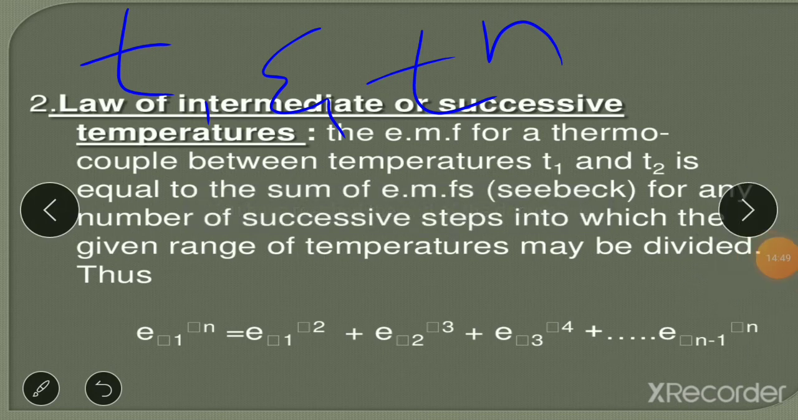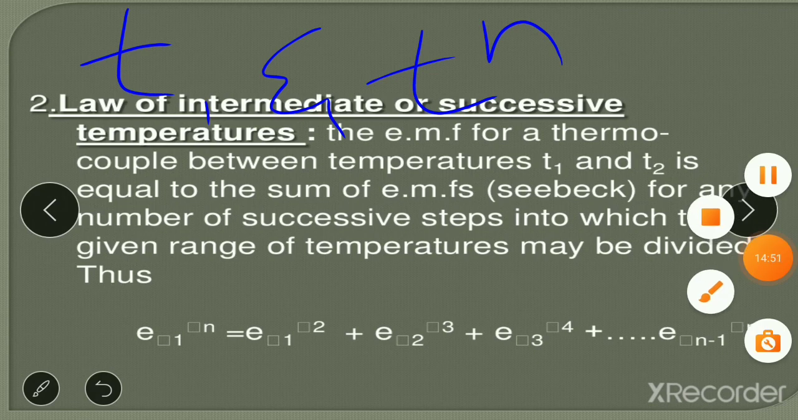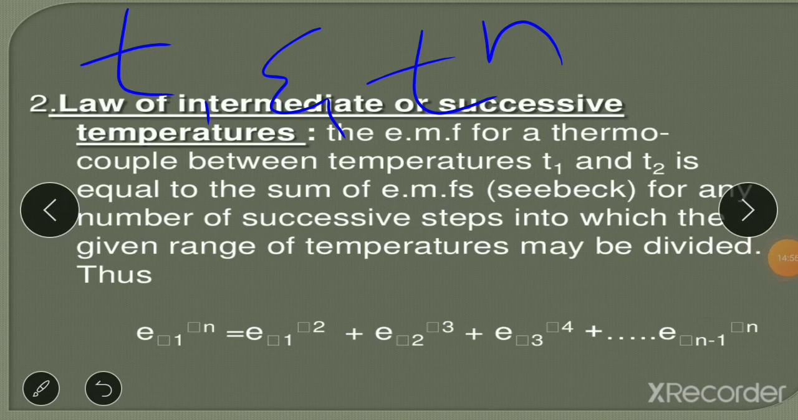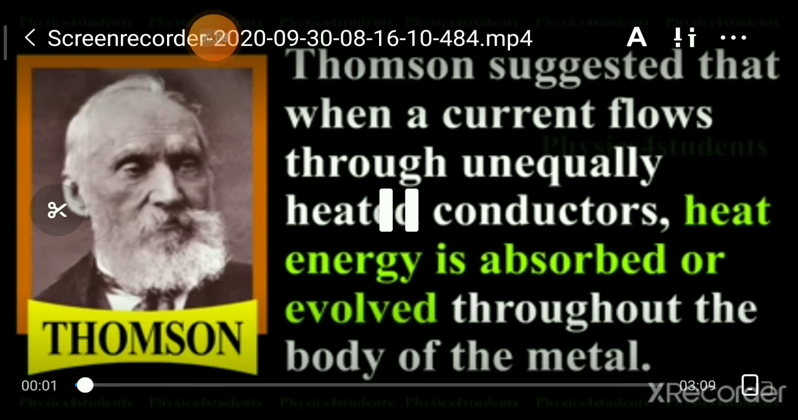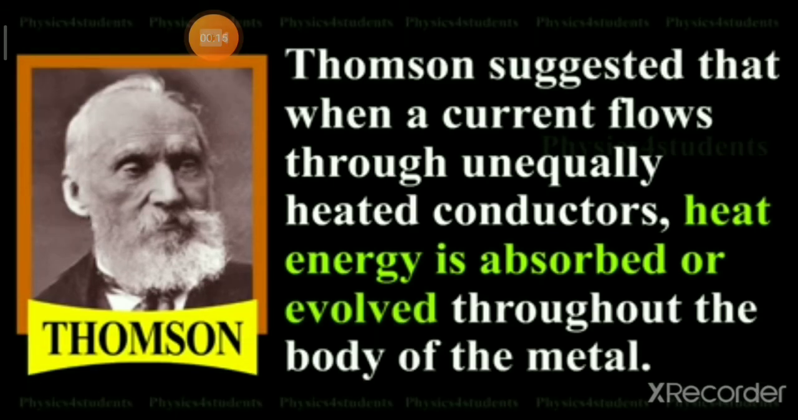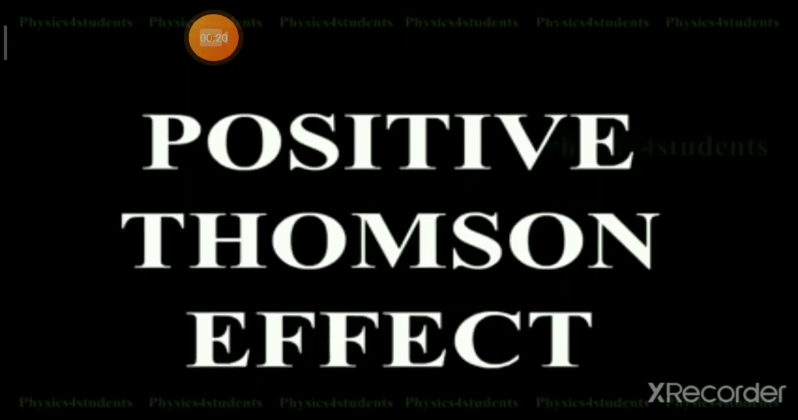Next we shall move to the Thomson effect. What is the Thomson effect, how does it work, and how are the diagrams drawn? Let's see in the next slide. Thomson suggested that when a current flows through unequally heated conductors, heat energy is absorbed or evolved throughout the body of the metal. This is the statement made by Thomson.